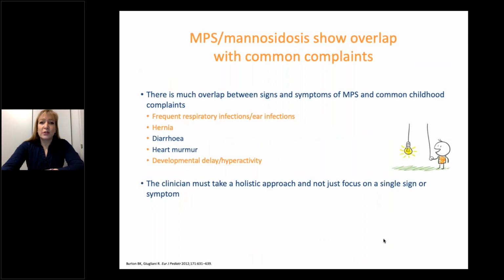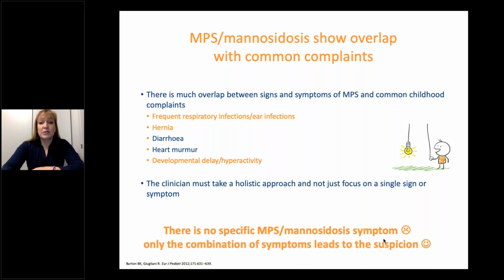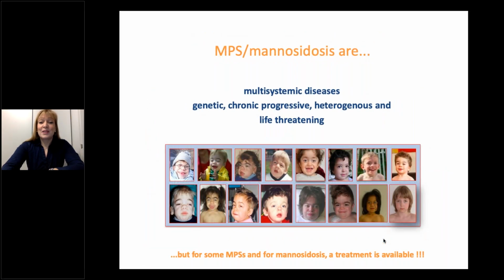So why is it so difficult to make an early diagnosis in children with MPS or mannosidosis? The major problem is the earliest signs and symptoms overlap with very common complaints in childhood, like frequent respiratory infections, ear infections, hernia, developmental delay, hyperactivity. It could also be diarrhea or a heart murmur. So what you have to do to get a diagnosis, because there are no specific earliest signs and symptoms of MPS and mannosidosis, but a combination of these symptoms could lead to a suspicion. So a lot of children should be tested.